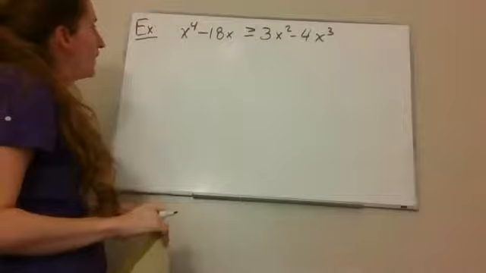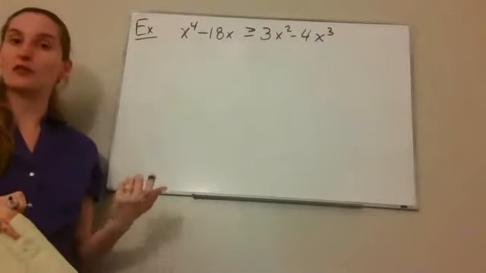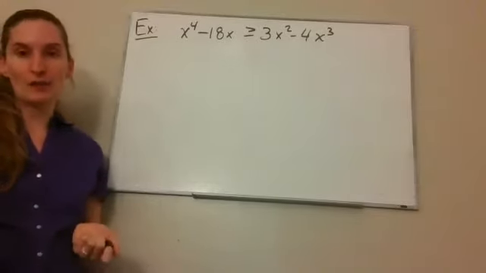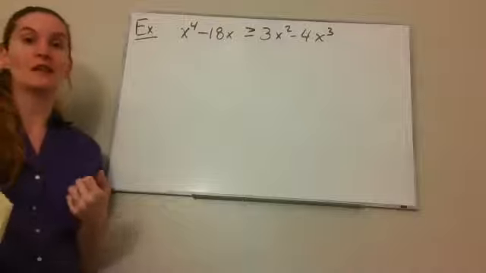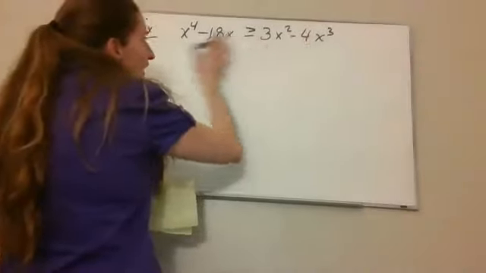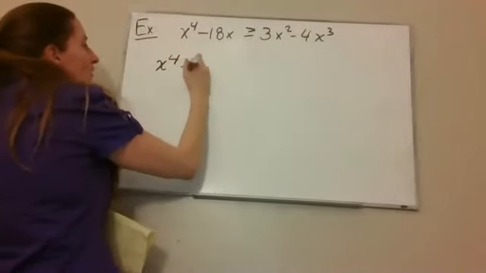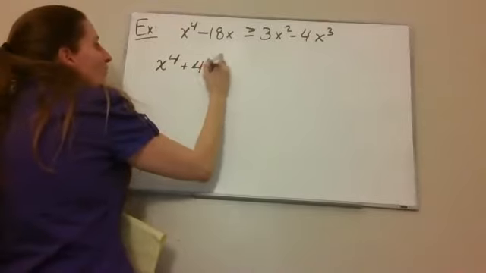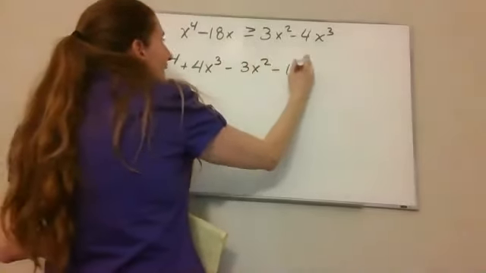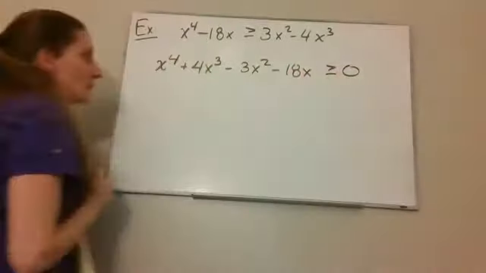All right, so I have x to the 4th minus 18x is greater than or equal to 3x squared minus 4x cubed. And remember, to solve these polynomial inequalities, you want a 0 on one side. So I'm going to move these guys over to the left. That will get me x to the 4th plus 4x to the 3rd minus 3x squared minus 18x is greater than or equal to 0.